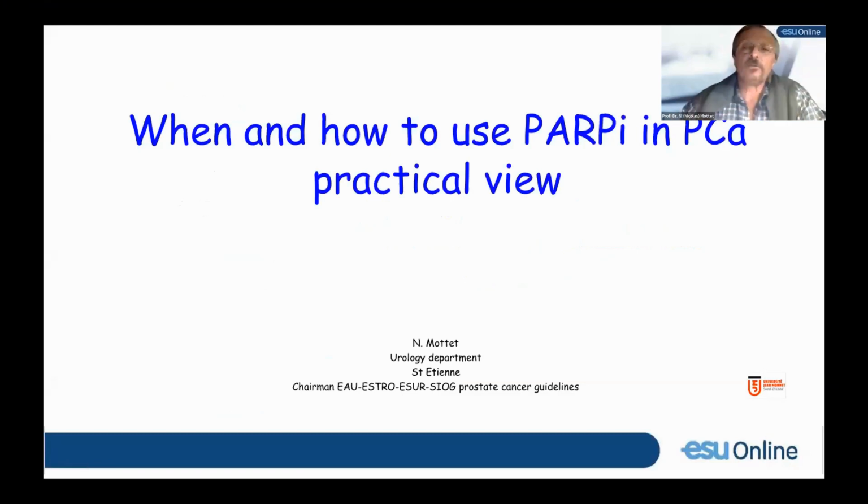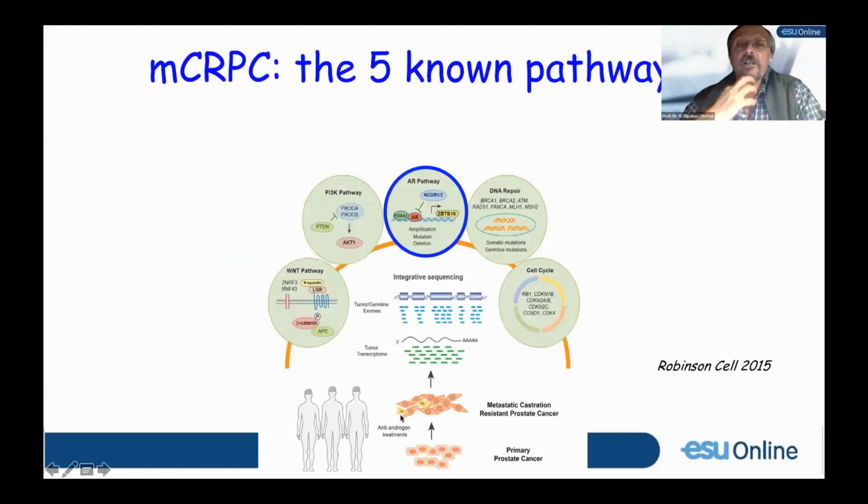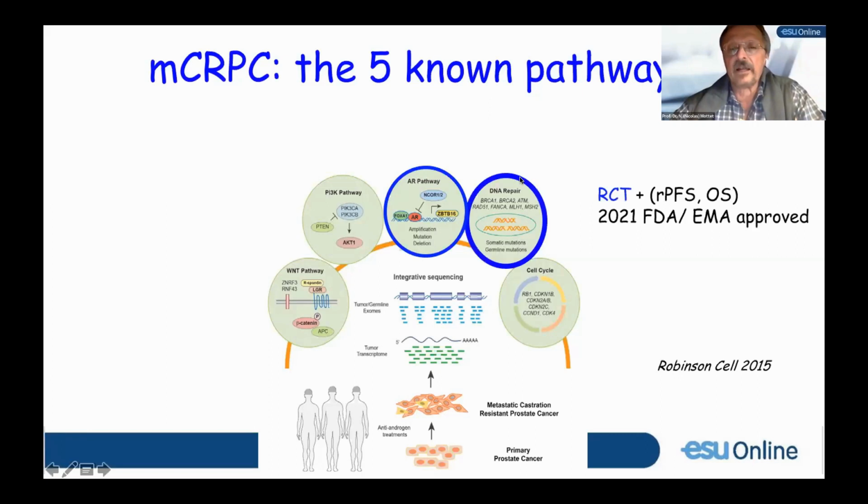So, when and how to use PARP inhibitors in prostate cancer? I'll try to be practical. We know there are 5 pathways involved in metastatic CRPC. The AR-targeted pathway is absolutely well known, and now we have this one to consider, and this one I will discuss. Just want to highlight 2 things.